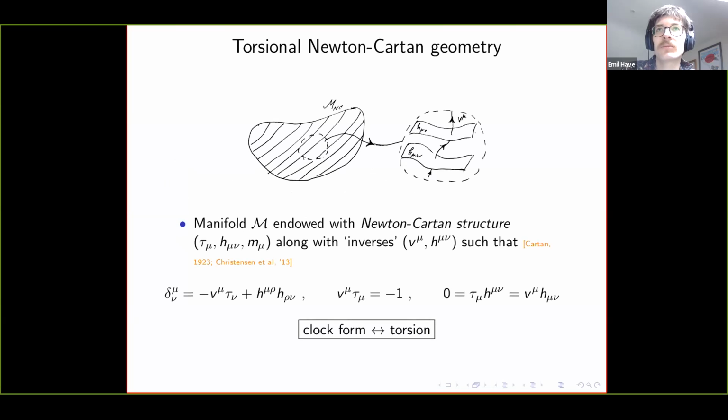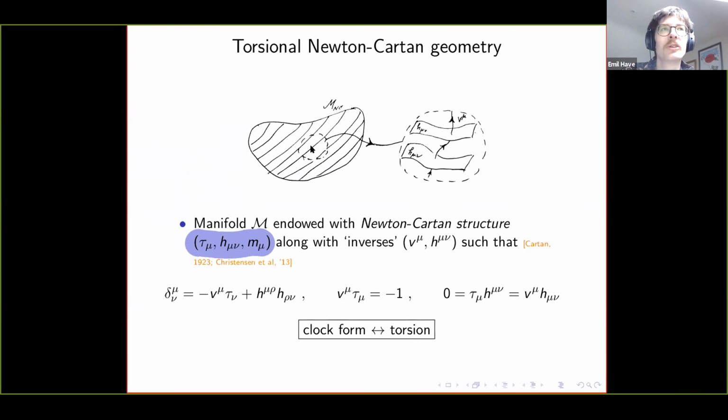Right, so torsional Newton-Cartan geometry consists of a manifold M along with a so-called Newton-Cartan structure. So this is this triplet here. The triplet consists of a one-form tau_mu, which is called the clock form, and a symmetric covariant 2-tensor of co-rank 1. So it has a 0 eigenvalue, which you should think of as a kind of spatial, it's not a metric, but it's an object that measures space. So it's a kind of a ruler, right?